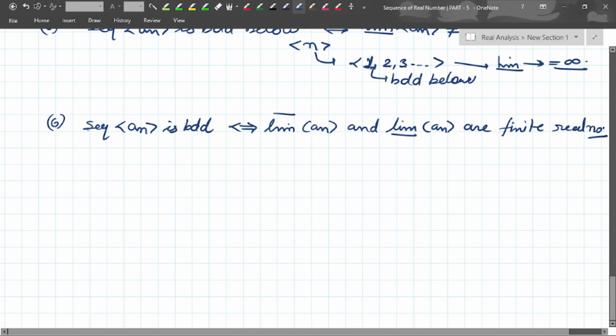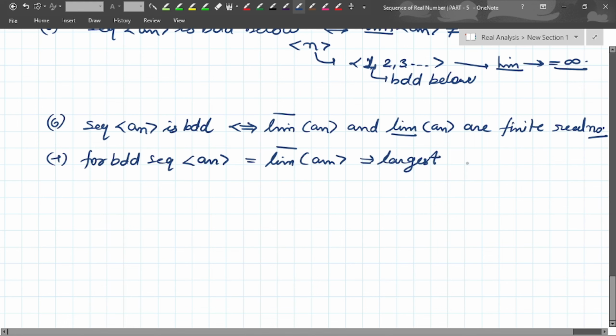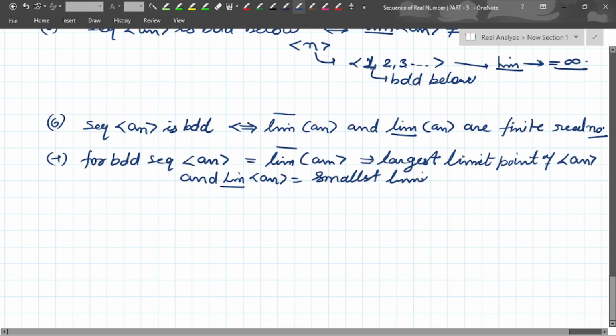Next we have the seventh result. For a bounded sequence a_n, the limit supremum of a_n is equal to the largest limit point of a_n, and the limit infimum of a_n is going to be the smallest limit point of a_n. Just take one example.